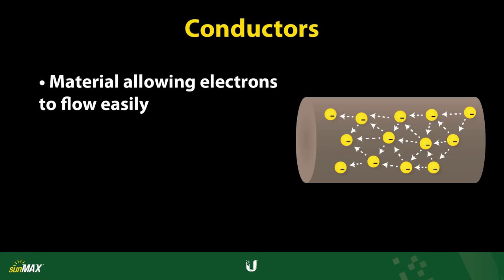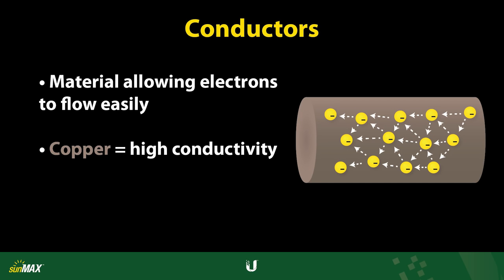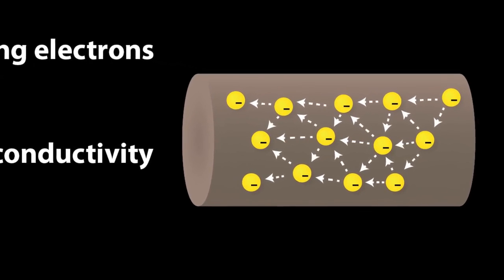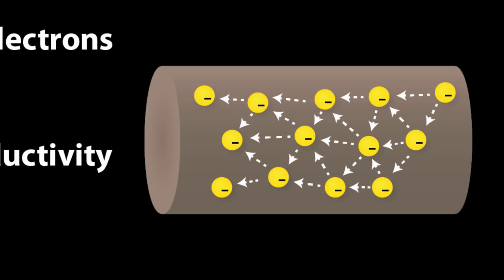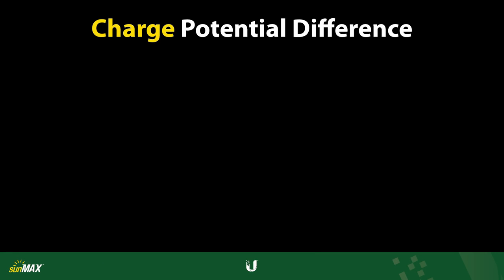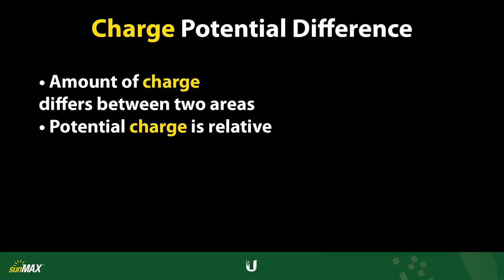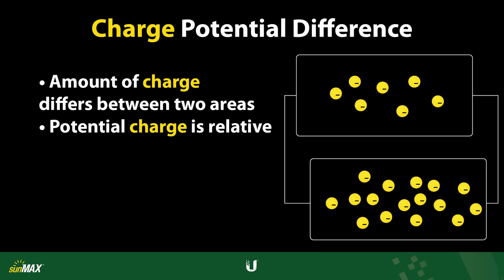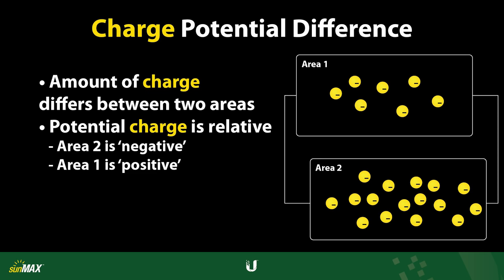A conductor is any material that allows electrons to flow easily, such as a metal wire. As electrons move along a conductor, they repel other electrons in the same direction. The driving force that causes these electrons to start moving is known as charge potential difference. Charge potential difference compares the relative charge of two different areas. Based on the net charge difference, one area is either negative or positive in relative comparison to the other area.